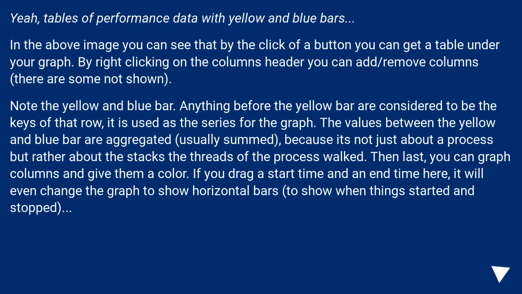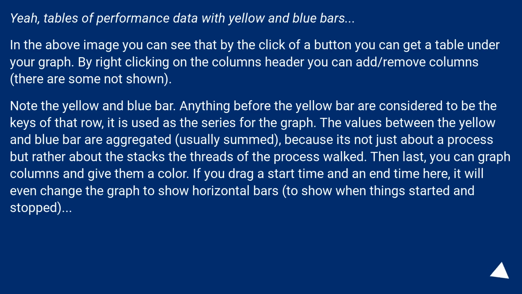Yeah, tables of performance data with yellow and blue bars. In the above image you can see that by the click of a button you can get a table under your graph. By right-clicking on the column headers you can add or remove columns, there are some not shown. Note the yellow and blue bar. Anything before the yellow bar is considered to be the keys of that row. It is used as the series for the graph.